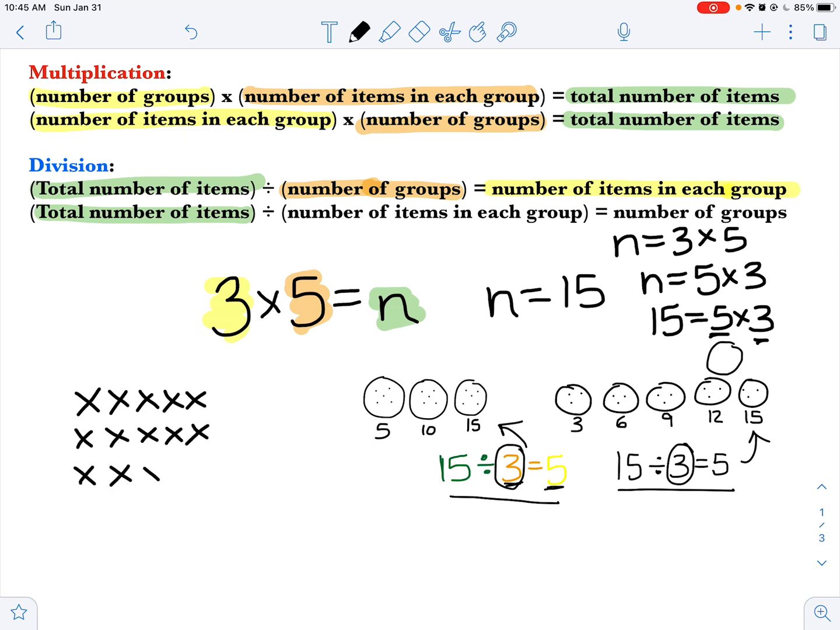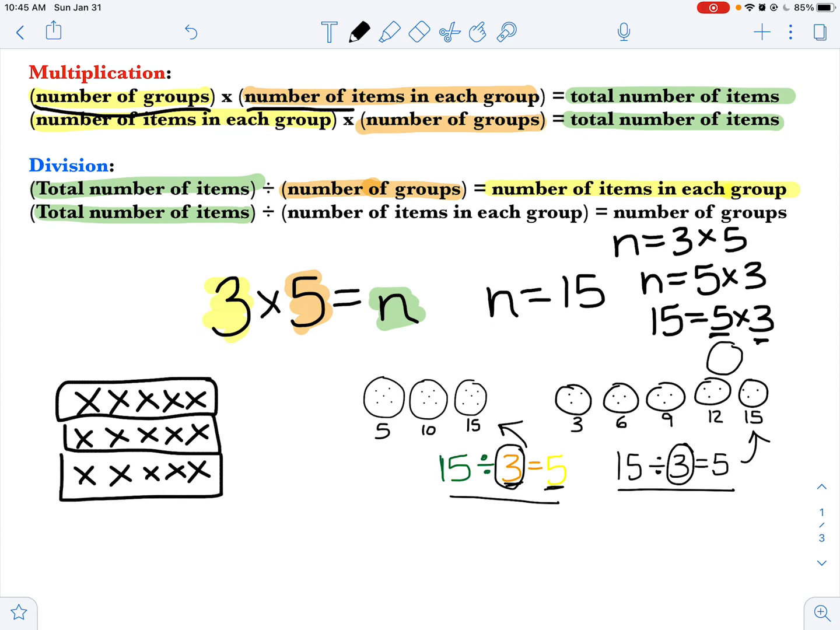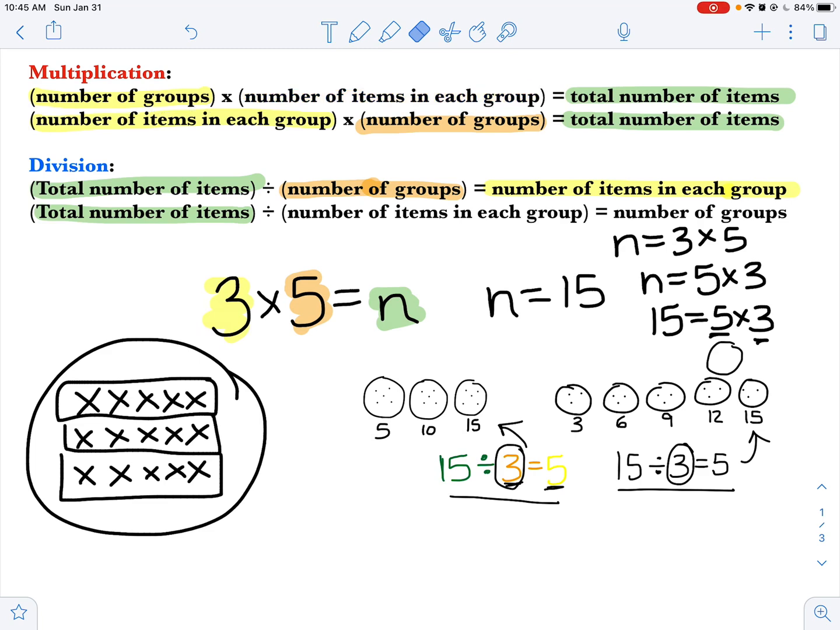3 rows with 5 in each row equals a total of 15. That's still a number of groups. That's the number of rows with how many in each row, or how many in each group, equals the total number of items all together. Okay? Same with division.